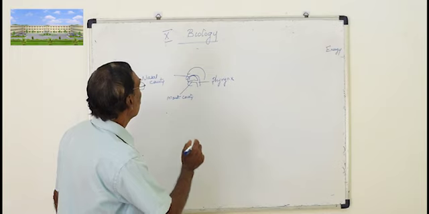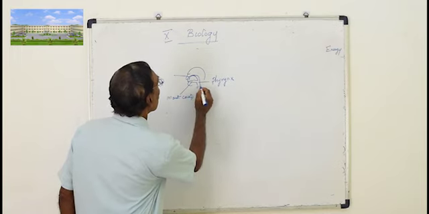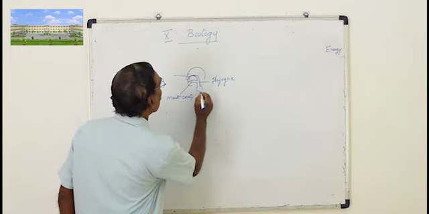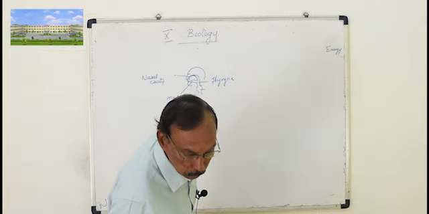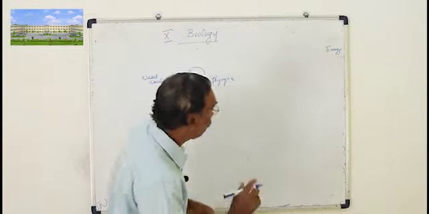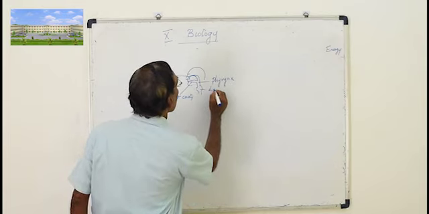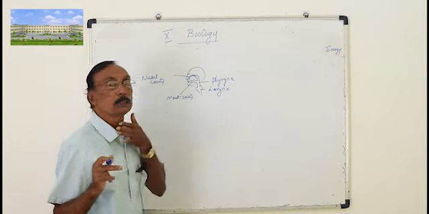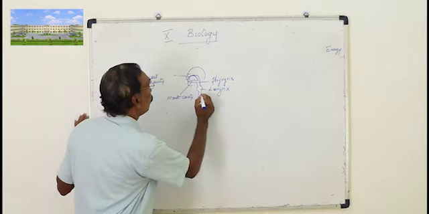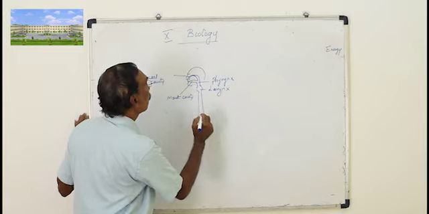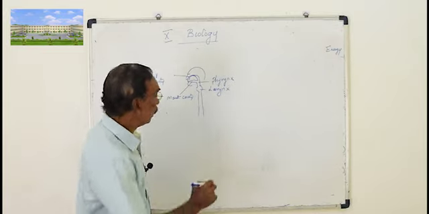From the pharynx, you can see on the respiratory system chart, the first part after the pharynx is called the larynx, an expanded region. This is the larynx. From the larynx, one tube is going down. This tube is called the trachea.